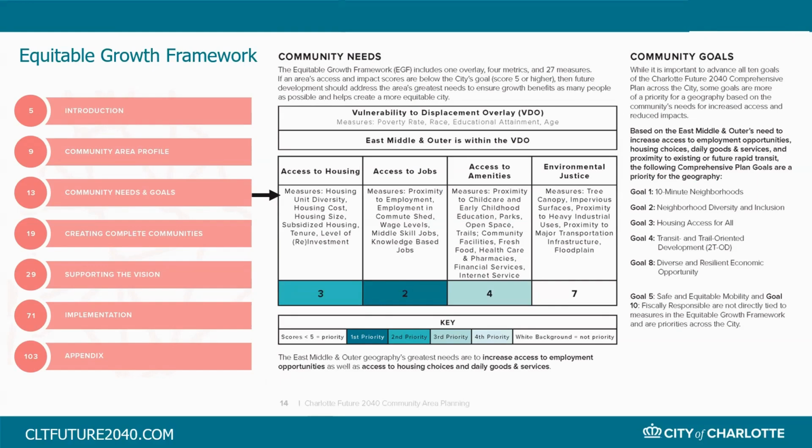The 10 comprehensive plan goals were linked to these four metrics, and if a metric scored less than 5, the associated goals were identified as priorities for the geography. Please note that all goals are important, but this prioritized list will help prioritize limited dollars and resources.